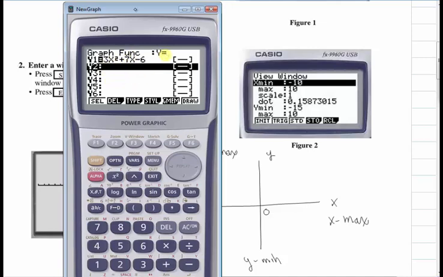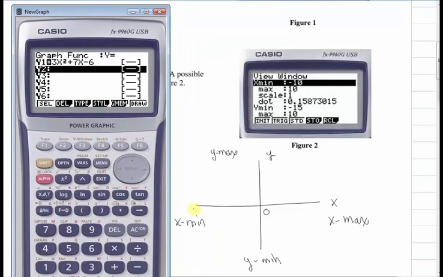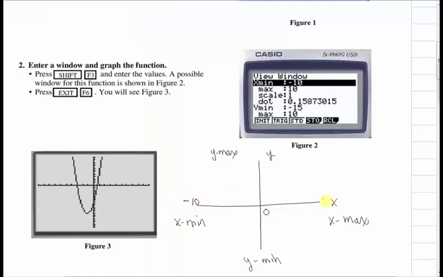Okay, so what we've done then is for our x-axis we have gone from -10 to 10. Our scale is 1, so 1, 2, 3, 4, 5, 6, 7, 8, 9, 10. And on our y-axis we went from 10 to -15.